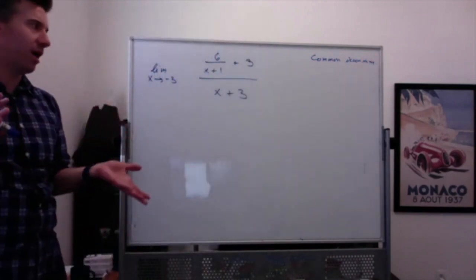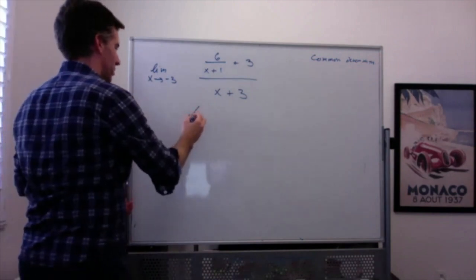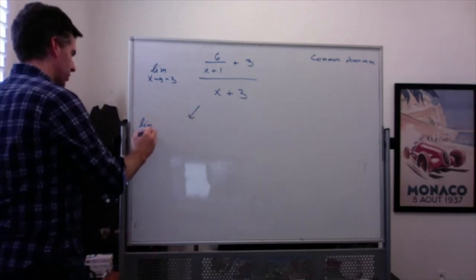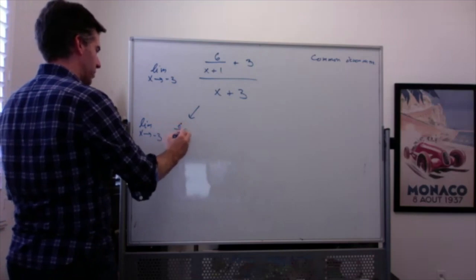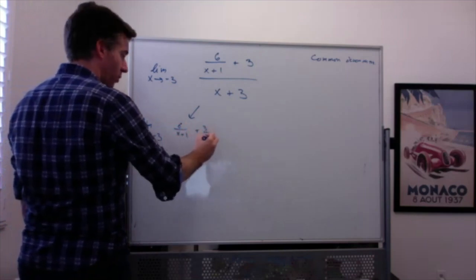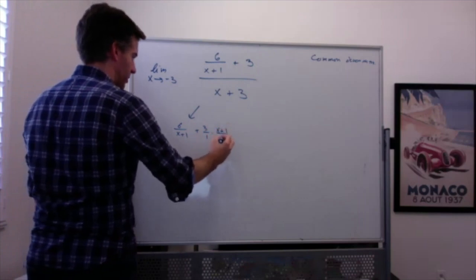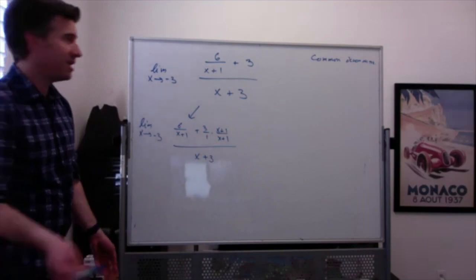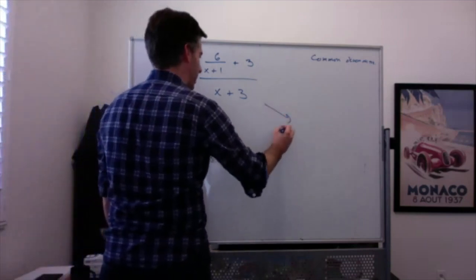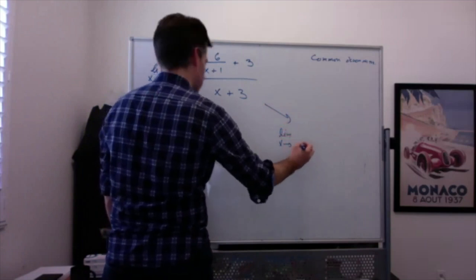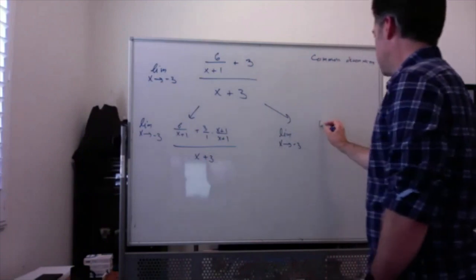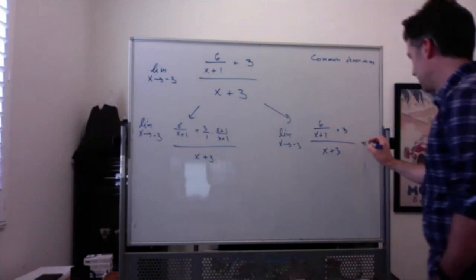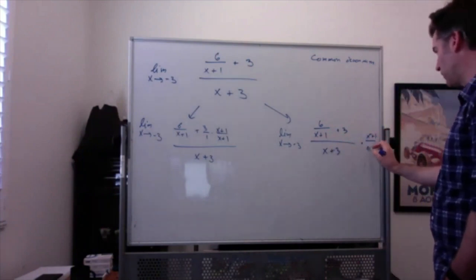And you either have the option of getting a common denominator in the top. So we could write it as the limit as x approaches -3 of 6 over x plus 1 plus 3 over 1 times x plus 1 over x plus 1, all over x plus 3. The other option is to multiply the top and the bottom of the fraction by that common denominator. So I can write it as 6 over x plus 1 plus 3 over x plus 3 times x plus 1 over x plus 1.